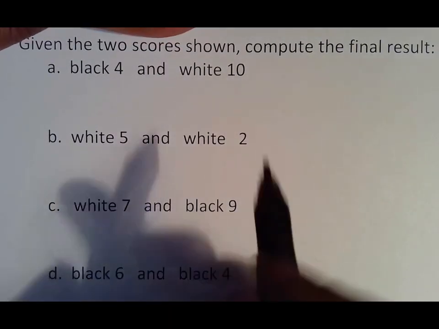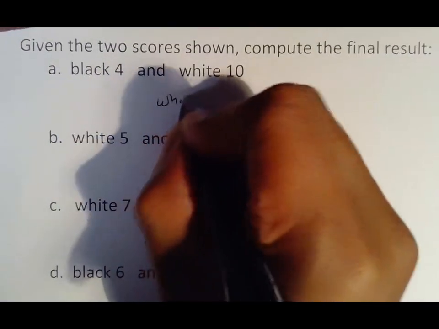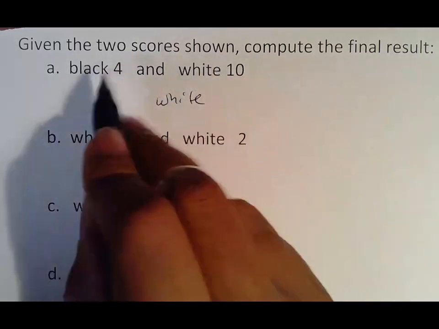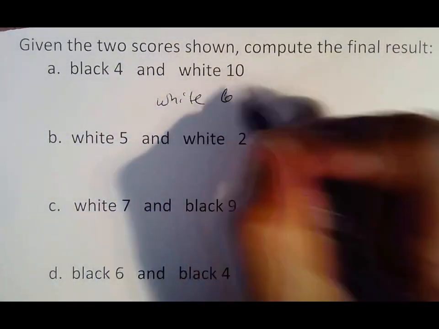Black 4, white 10. This is the result game. So who won this game would be white. And how much did white win by, since it's 2 different scores? The way we do that is by saying 10 minus 4, which is 6.